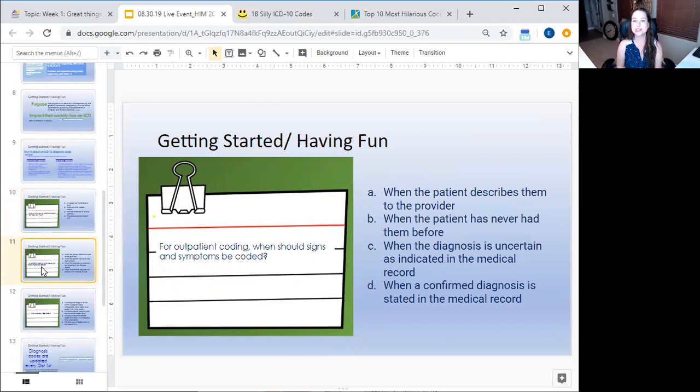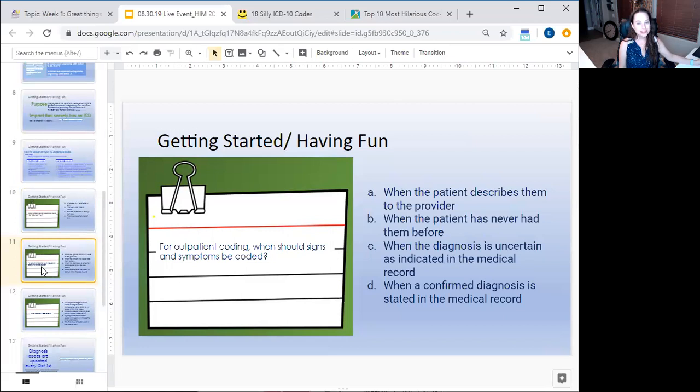Okay, let's try this next one. For outpatient coding, when should signs and symptoms be coded? A, when the patient describes them to the provider. B, when the patient has never had them before. C, when the diagnosis is uncertain as indicated in the medical record. Or D, when a confirmed diagnosis is stated in the medical record. Think about this one for a second. When should signs and symptoms be coded?